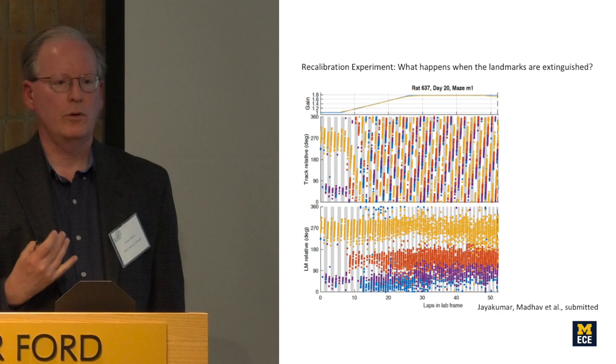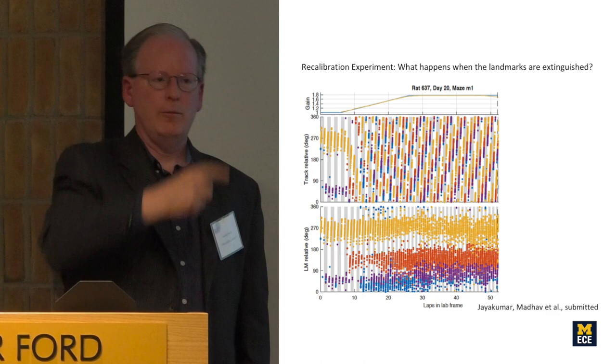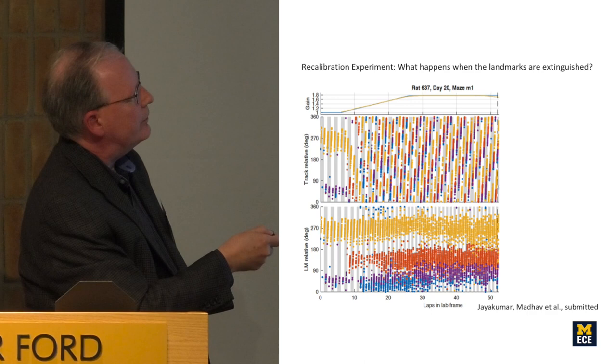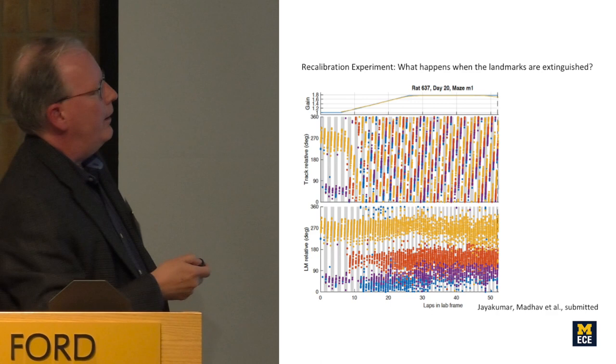In this case, the landmark's moving in the opposite direction of the animal, making it think it's going really, really fast. And then we run about 30 laps under those conditions. And then we turn the landmarks off, and what happens? If this gain factor, the path integration gain, was a fixed variable, then when we turn the landmarks off, it should just revert back to path integration. The rat has a whole lifetime of saying that G is one.